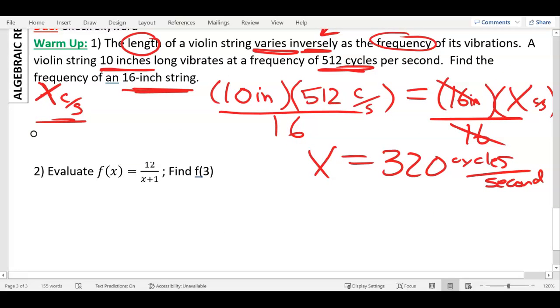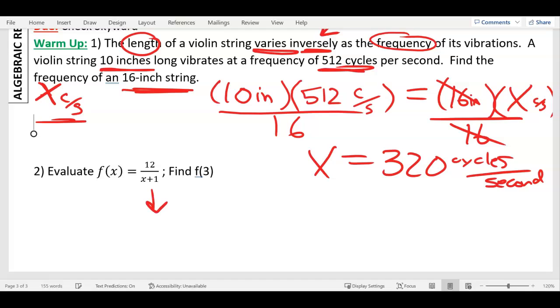Number 2 says evaluate. When it says to evaluate a function, and it tells you, look right here, f parentheses 3, that means f of 3. All you're going to do is take that x and replace it with the number 3. So I'm going to rewrite this with a parentheses 3 instead of an x. Here's how I'm going to rewrite this. 12 divided by, instead of x, parentheses 3. Do you see how this is the exact same thing, but x became parentheses 3?